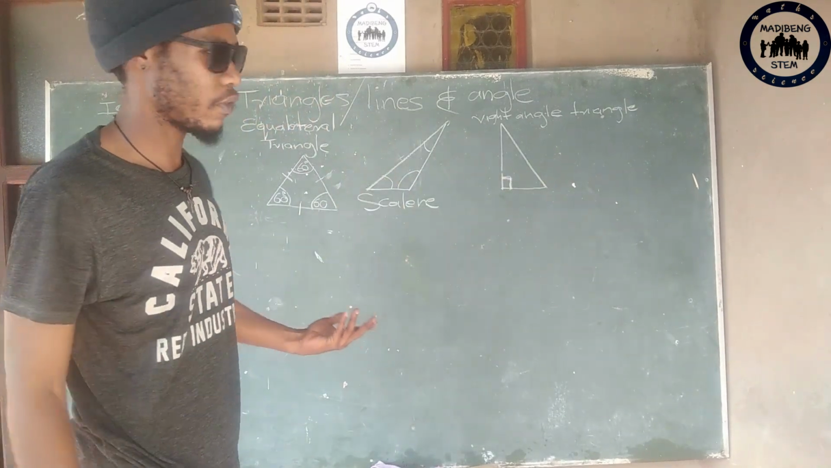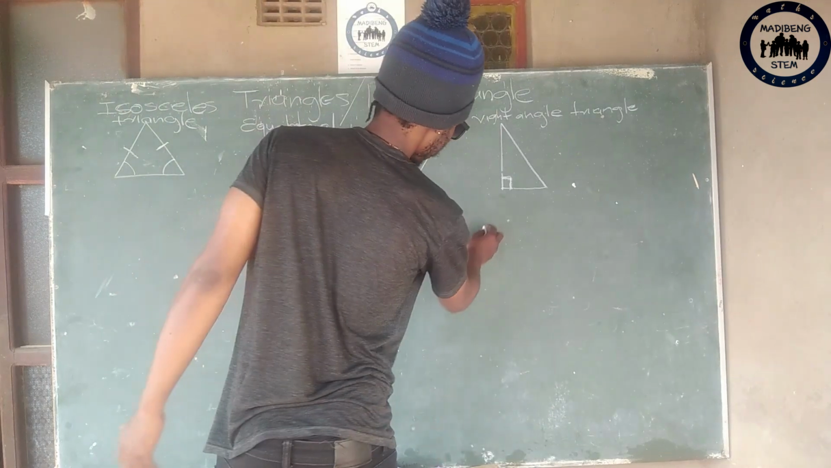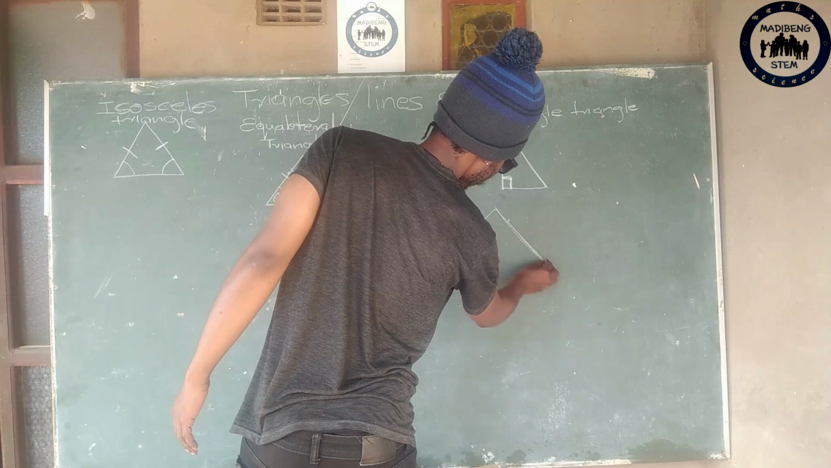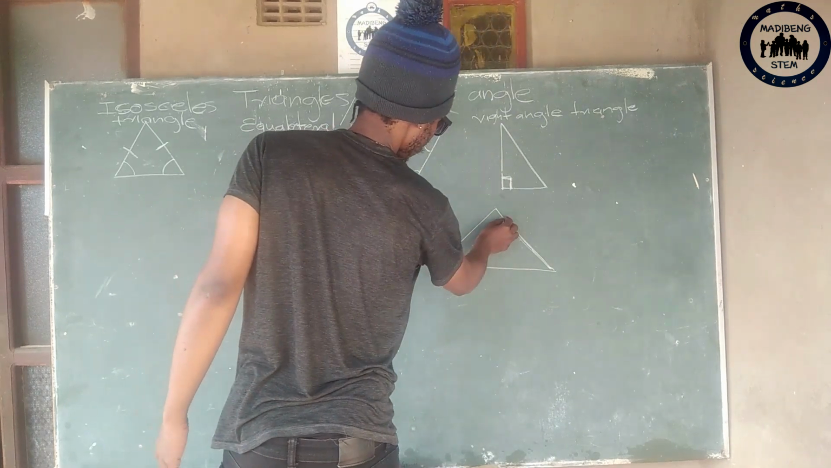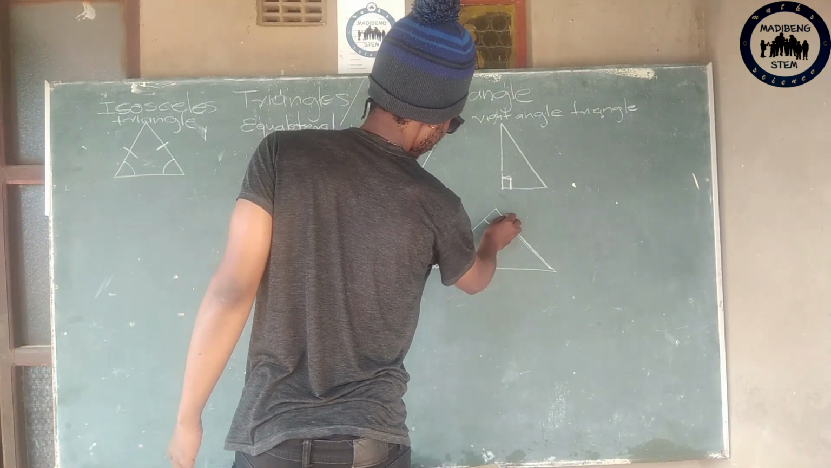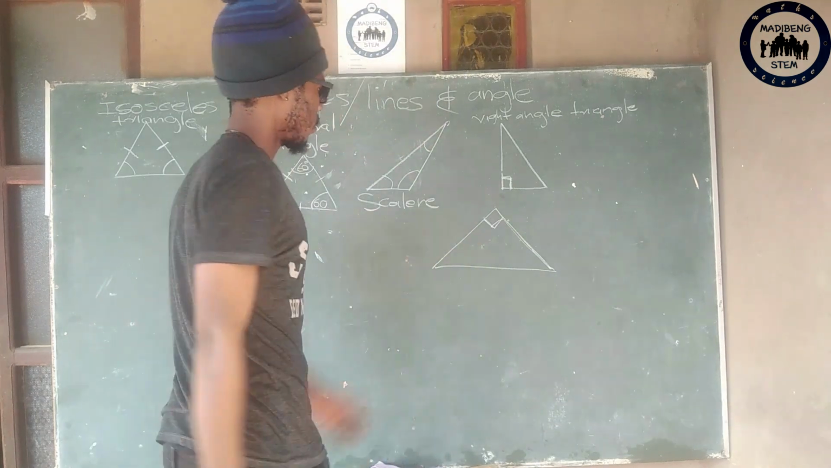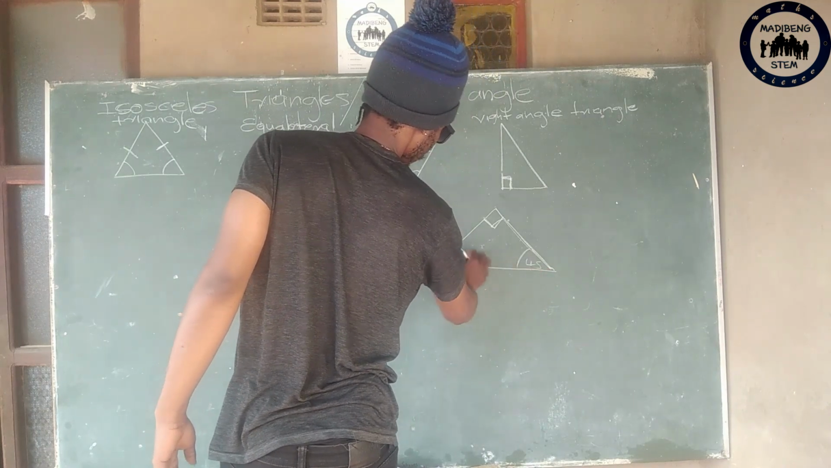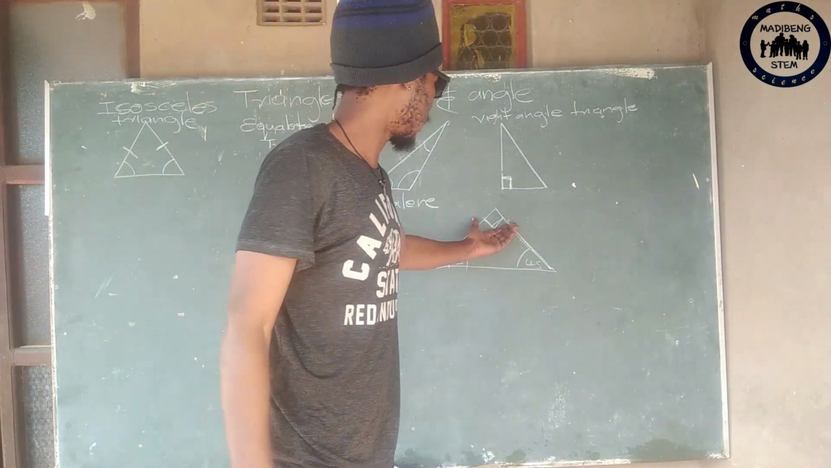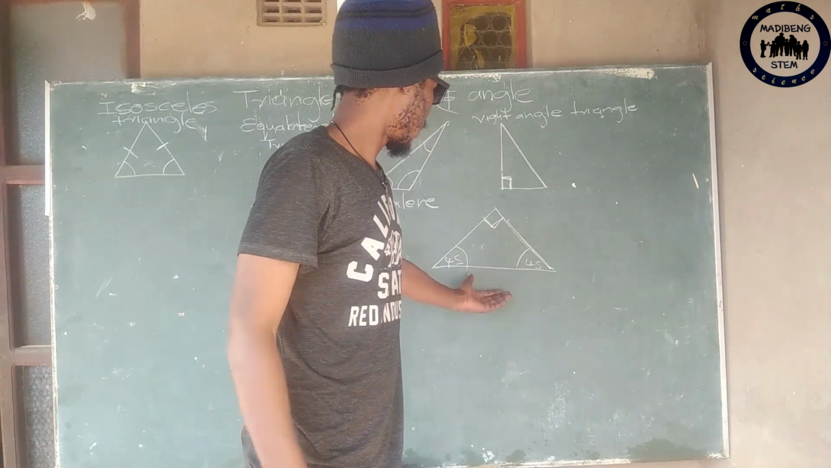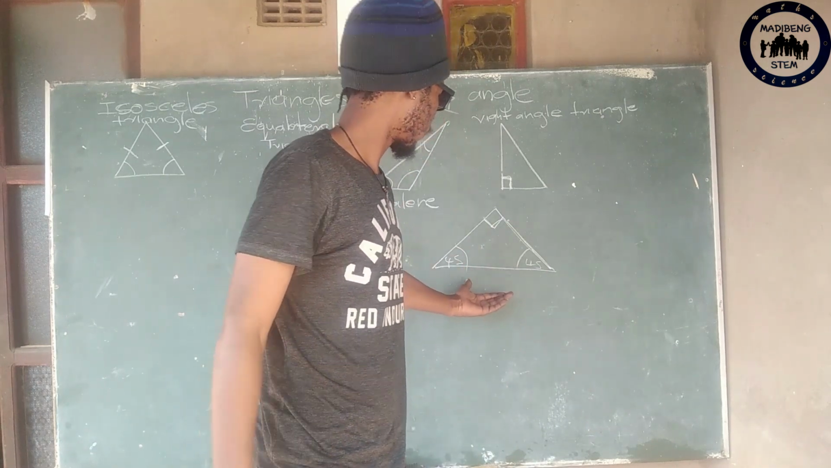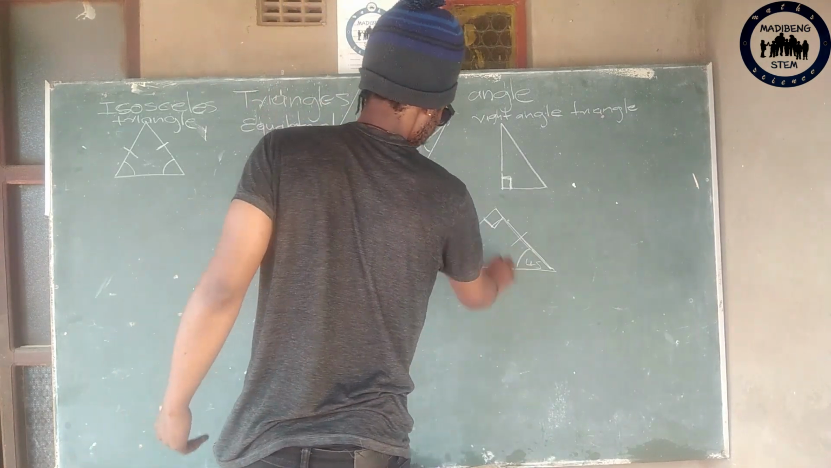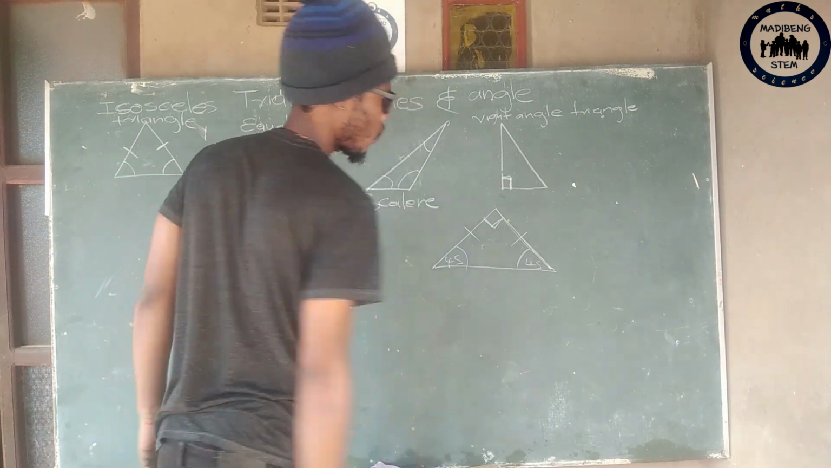We have different types of right angle triangles. We also have this type of right angle triangle. This is 90 here. This can be 45. This is 90, this is 45, 45. It means this is an isosceles right angle triangle. It has two equal sides and two equal angles.